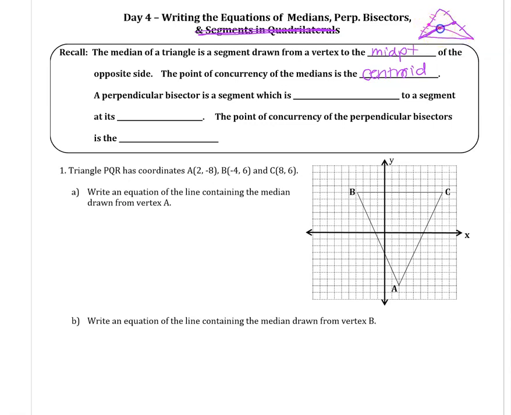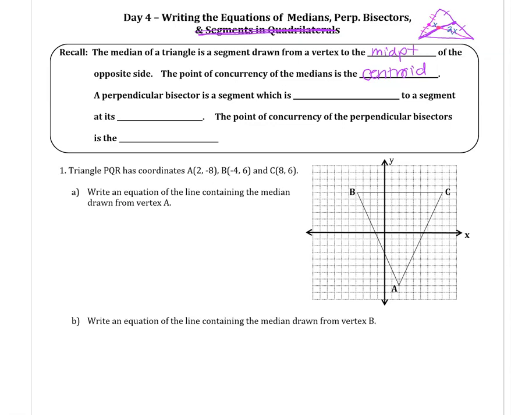That point of concurrency is known as the centroid, and the centroid divides the median in a ratio of 1 to 2. So that should sound familiar to you guys from what we talked about at the end of Unit 8, I believe, or beginning of Unit 9. Yes, it was the end of our similarity unit. Okay, so then moving on to our next little section here.